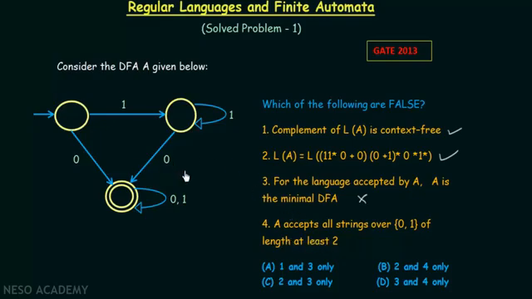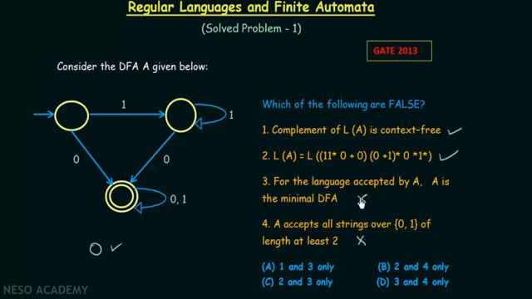So let us check from this DFA if this is true or not. Here we see that in the starting state, if we get input 0, it goes to the final state over here. So if we get an input 0, it is accepted. So the statement says that it has to be at least of length 2, but here we found that even strings of length 1 are accepted. So this statement number 4 is also false.